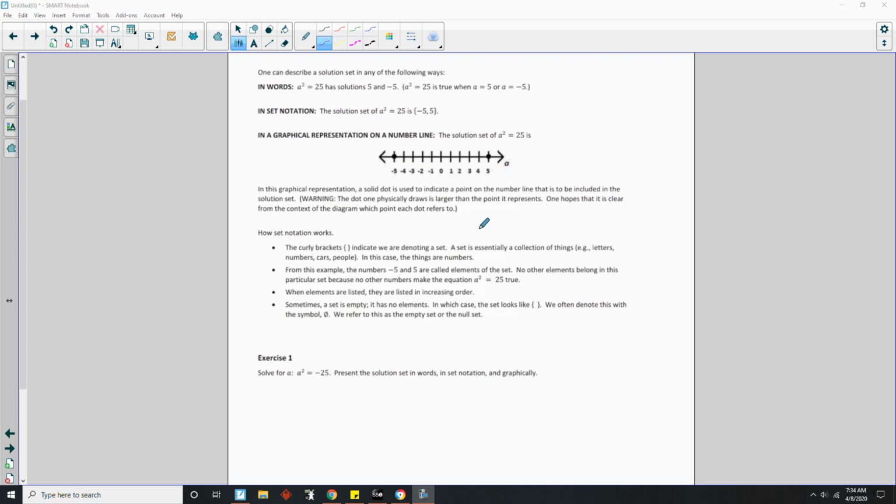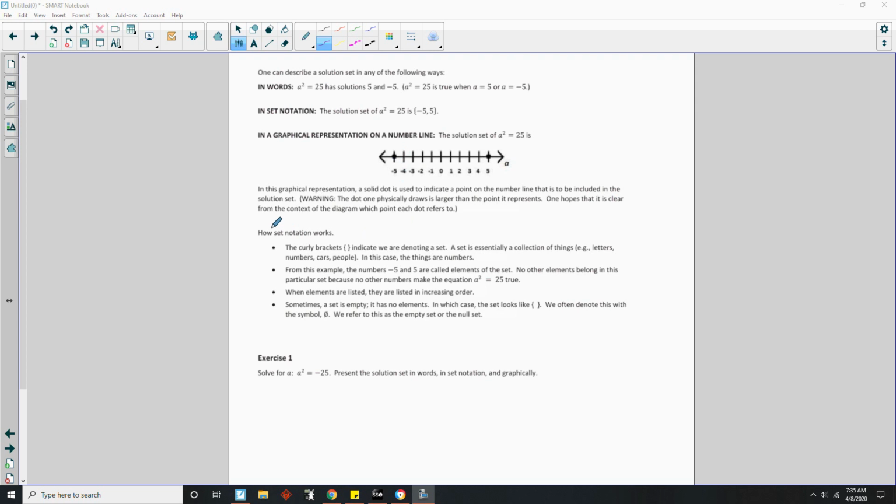Warning, warning, the dot one physically draws is larger than the point it represents. One hopes that it is clear from the context of the diagram which point each dot refers to. So in other words, this is not a set of numbers including 5.01, 5.02, 5.03 is what they're trying to explain when they have a dot that's fairly large.